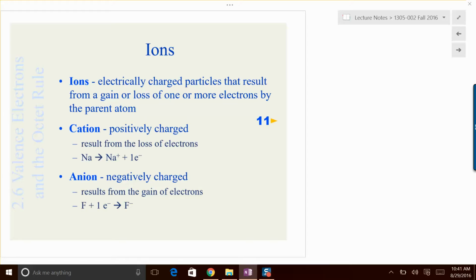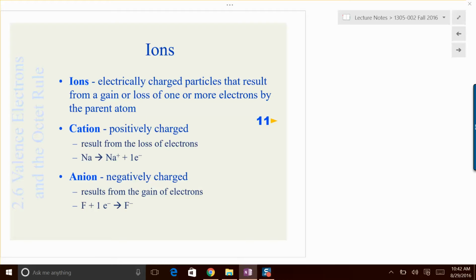Magnesium. What charge is it going to have? Number 12. Positive 2. It's going to lose 2 electrons. So here you can see the example of sodium. Sodium, number 11, has 1 valence electron. It wants to have 8, like neon. So it loses an electron and becomes like neon.